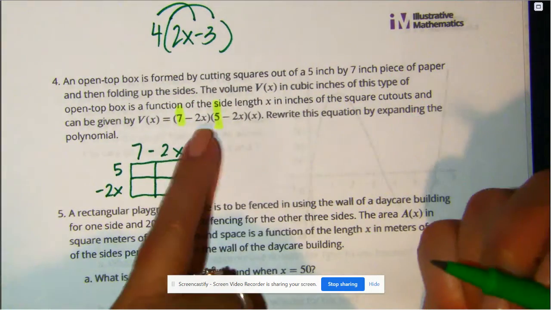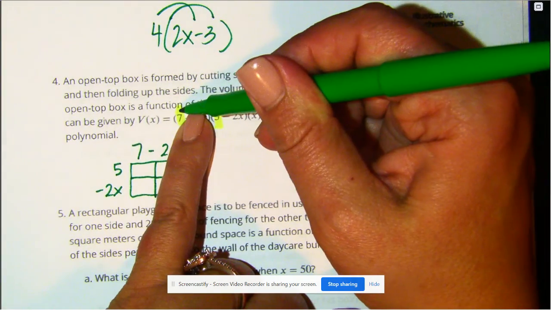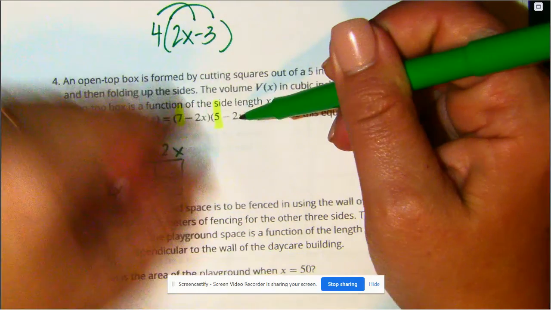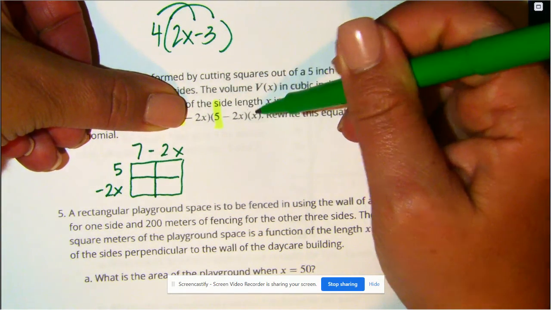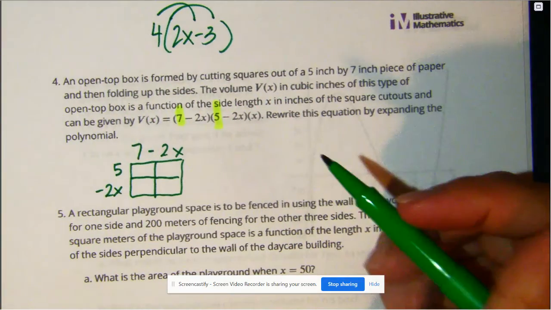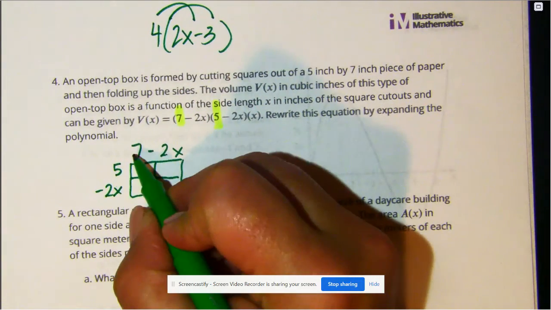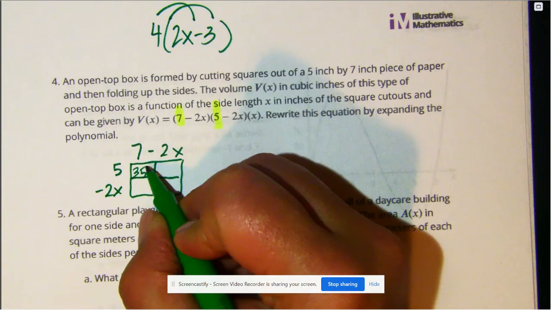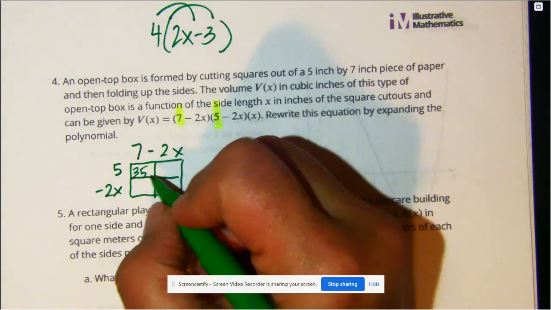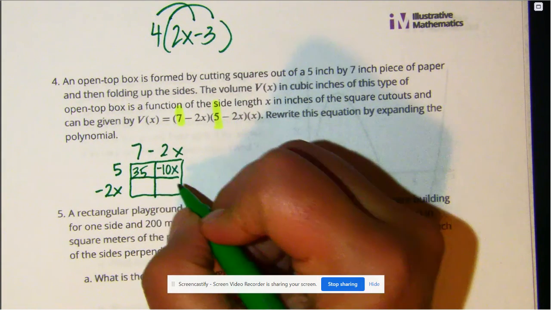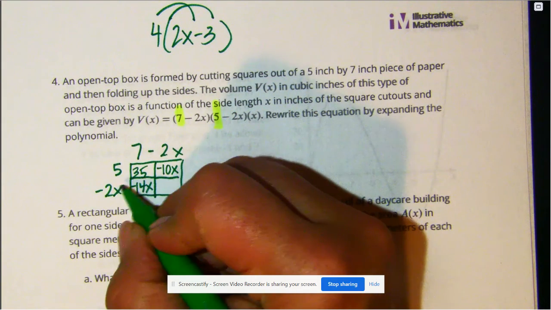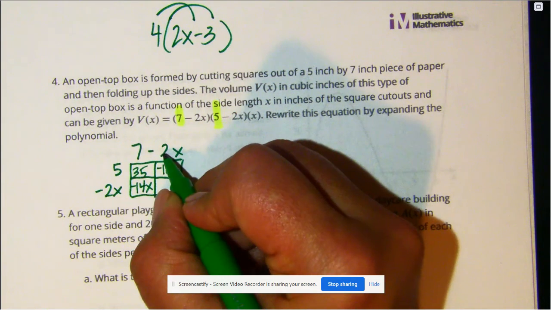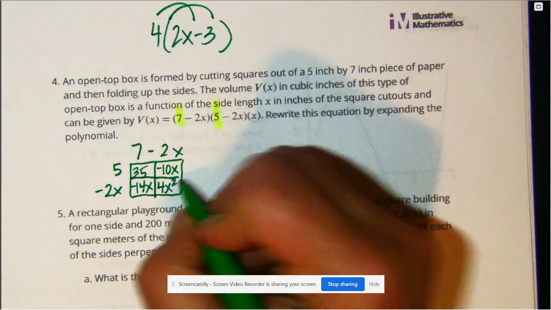So if you want to think of it this way, 7 has to get multiplied by both of those, and negative 2x has to get multiplied by both of those. So I'm going to use this box to help me. 5 times 7 is 35. 5 times negative 2x is negative 10x. Negative 2x times 7 is negative 14x. Negative 2x times negative 2x is positive 4x squared.